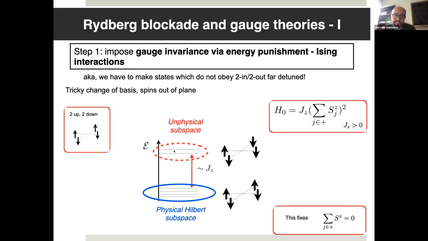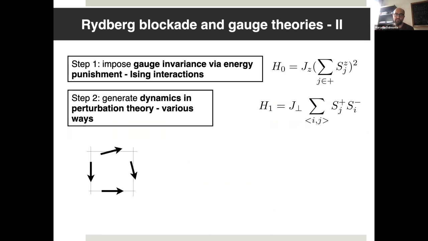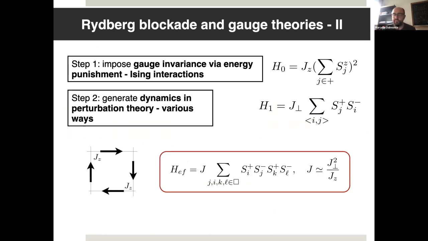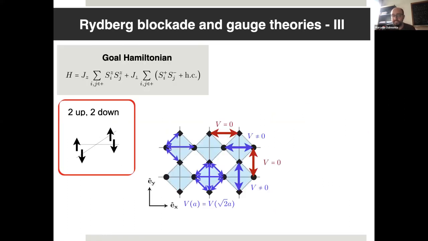And then we have some unphysical space, separated in energy by something of the same order as the prefactor of this interaction, where instead this ice rule is not satisfied. The next thing we do in an experiment is to introduce some sort of perturbation, which has to be weak, and this perturbation will then induce the dynamics. For instance, by going in two steps and paying a bit of energy, you will effectively realize the type of Hamiltonian that you're interested in. This is something that we tried in the past.